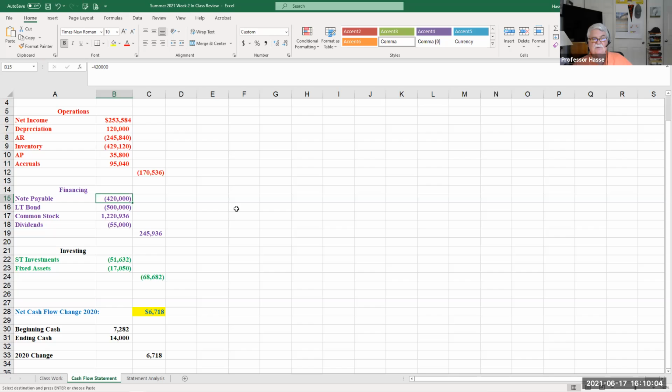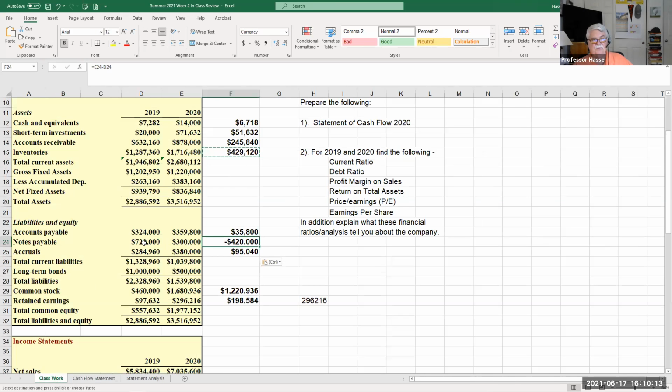And here's that minus $420,000 we paid down during the year, negative cash flow, because why? It was reduced from 720 to 300,000 in year 2020. That's cash going out to pay that liability. But it's considered a financing cash flow because it's interest bearing. It's just due within the next 12 months.